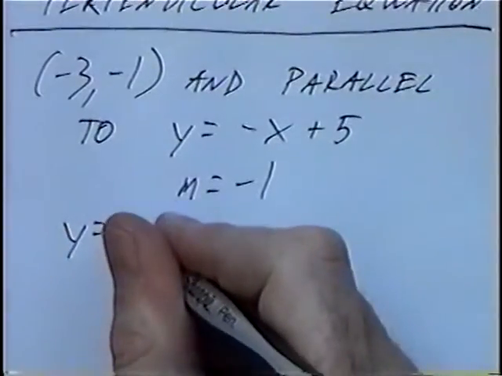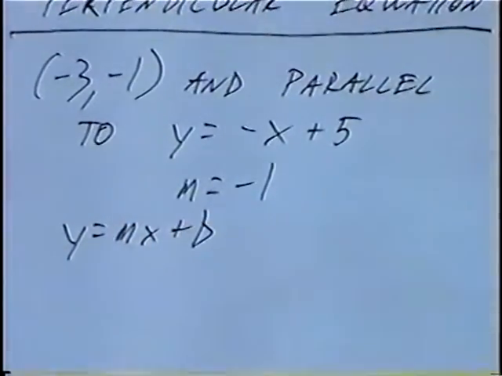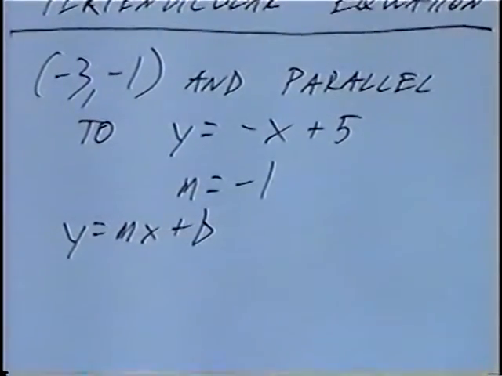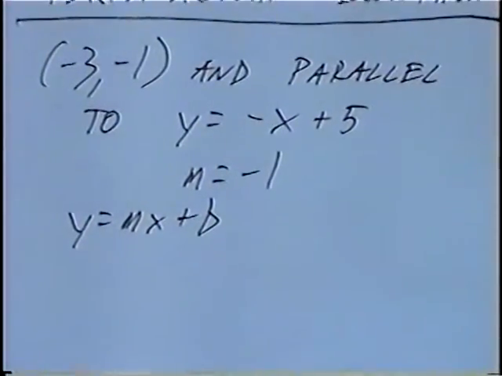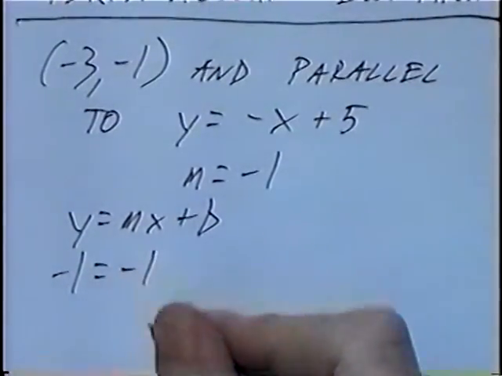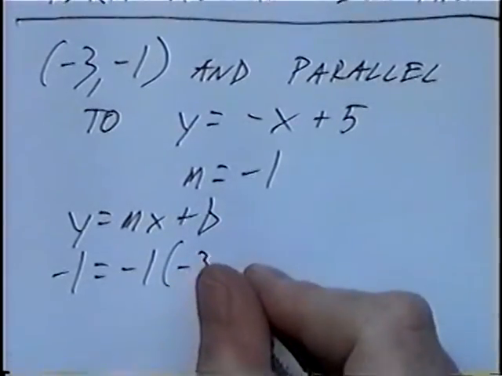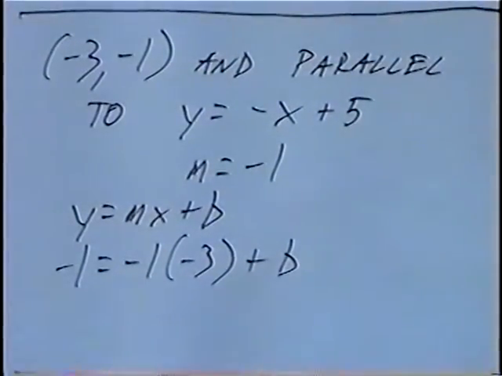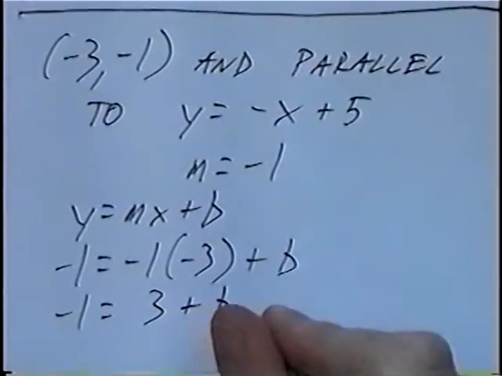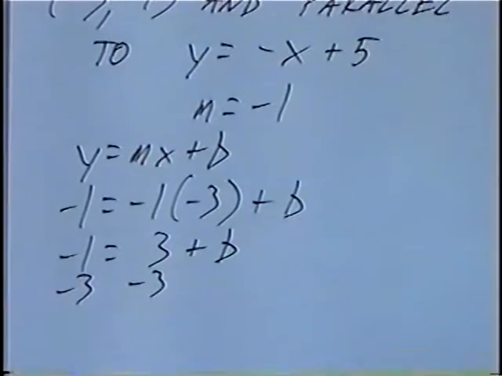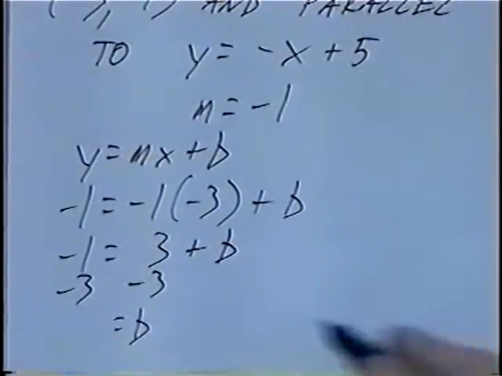And again, we can use the equation y equals mx plus b. Using the slope we found and the point, we can find the new y-intercept, or the new value for b. Y is negative 1 equals, m is also negative 1, x is negative 3, and plus b. Multiplying negative 1 times negative 3 would be 3 plus b. Solving, you can subtract, and b is equal to negative 4.